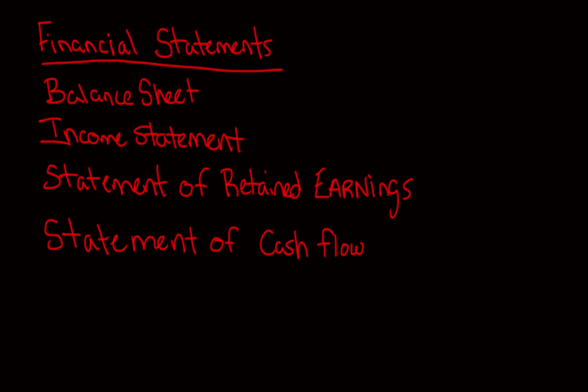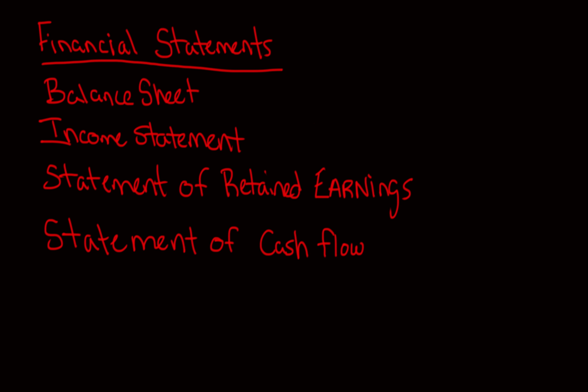If you're taking an accounting class right now, you've probably heard of the balance sheet, the income statement, the statement of retained earnings, and the statement of cash flow. You might be wondering, what are these statements? How do they work together? What does this have to do with accounting? Where does a journal entry come in? And we'll get to that.